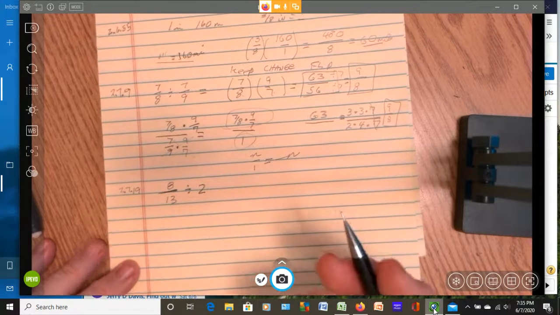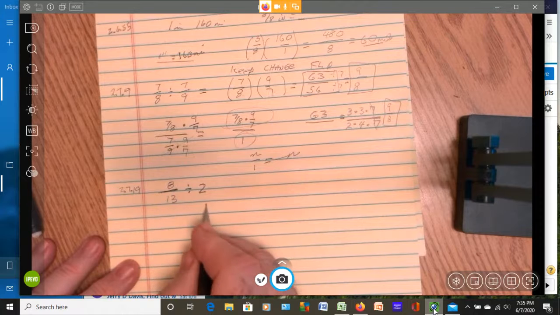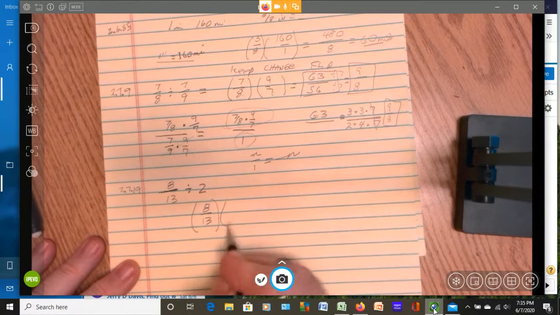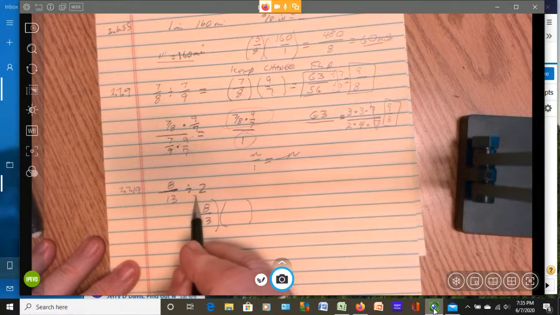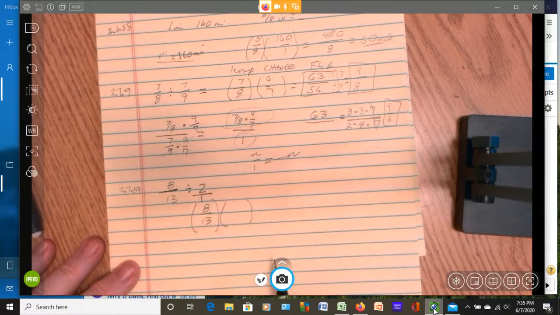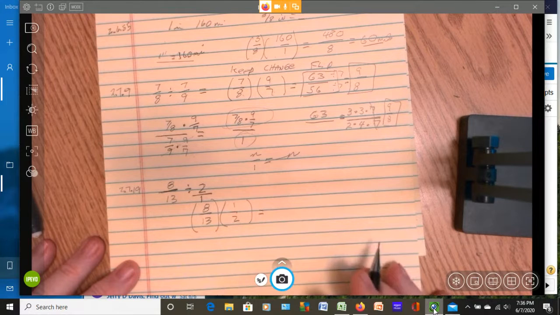All right, but now let's just do the work. Keep the first one, change it to multiplication, and flip the second one. You say, wait a minute, flip? There's nothing to flip. It's a whole number. Remember, when you're dealing with fractions and whole numbers, if you put a 1 under your whole number, it's going to make your life a little easier. So now I'm going to flip 2/1 and make it 1/2.